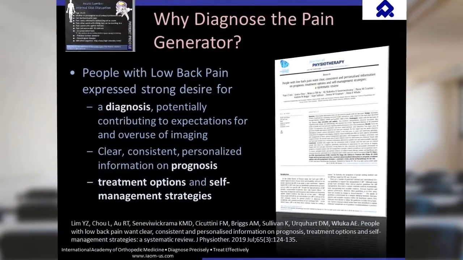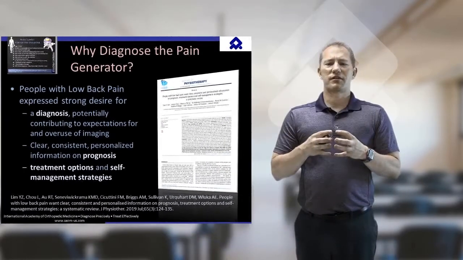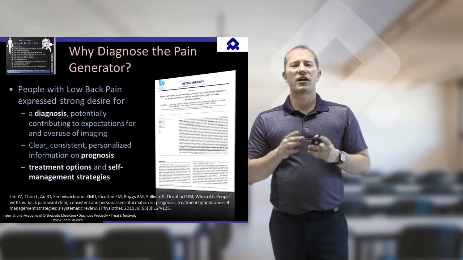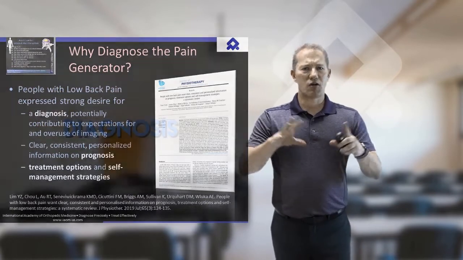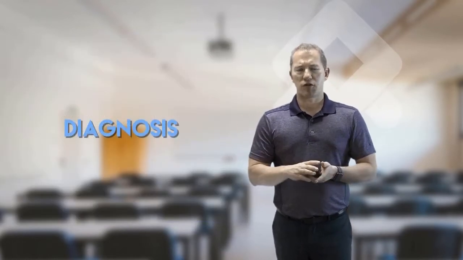So this study says people with low back pain expressed a strong desire for a diagnosis. I know in physical therapy these days, some people are saying don't diagnose. And for the last 30 years, I am saying we want to try to identify, when we can, the structure that's causing the patient's pain. Because once you do that, you can have a direct technique and know the most effective technique that's going to help that pain. But also, it's not just the tissue's issue.